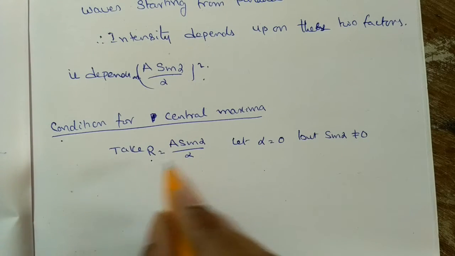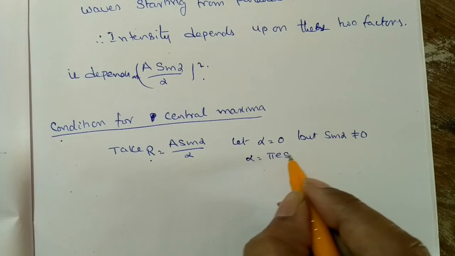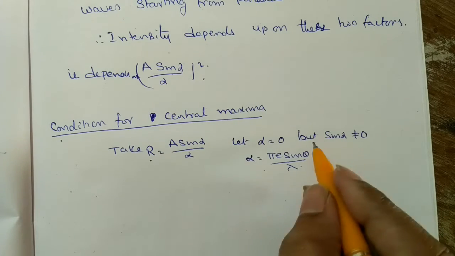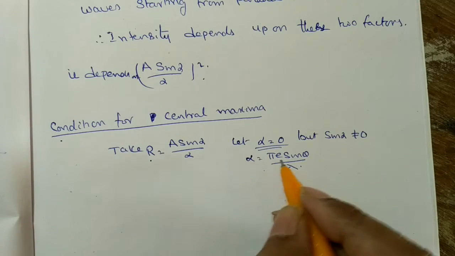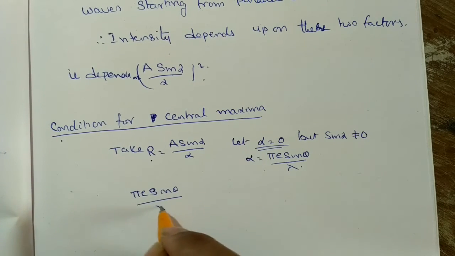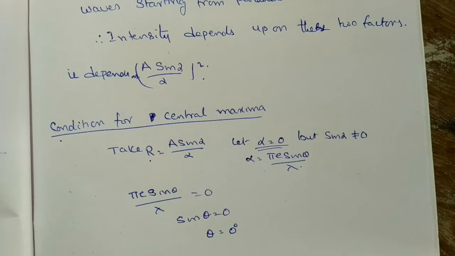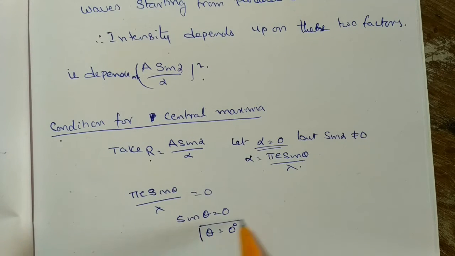Then, here we know alpha is equal to pi a sin theta by lambda. When alpha is equal to 0, substitute in this equation, then pi a sin theta by lambda is equal to 0, then sin theta is equal to 0, then theta is equal to 0 degrees. It's 0 degrees.